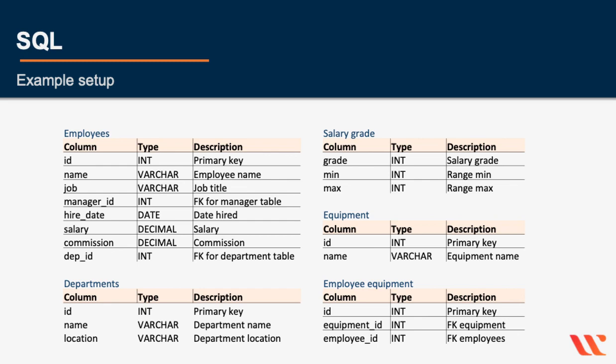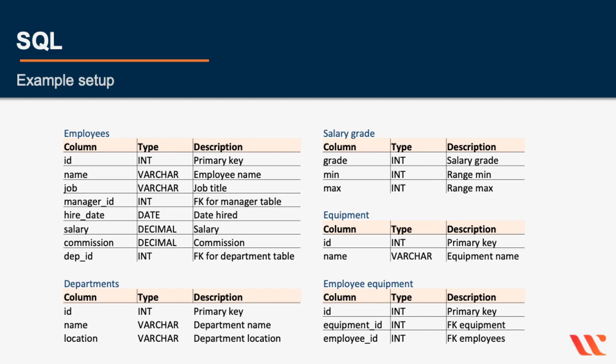The employees table has 8 columns, and the departments table has 3 columns. The first column for each is a primary key. Then you have the name, job, manager ID, hire date, salary, commission, and department ID. So the employees table contains the details for employees in a company. So the ID is just a primary key, which is just an incremental value in the database. This is not the employee ID.